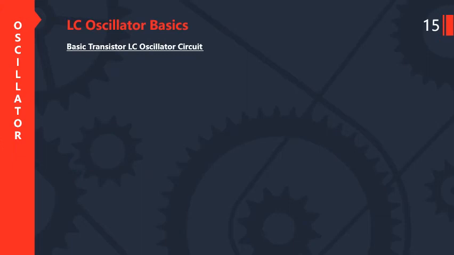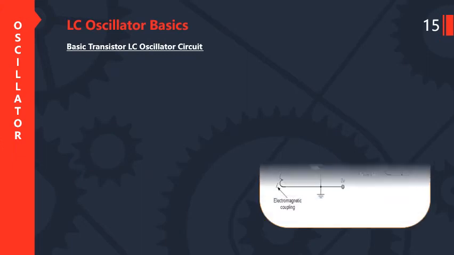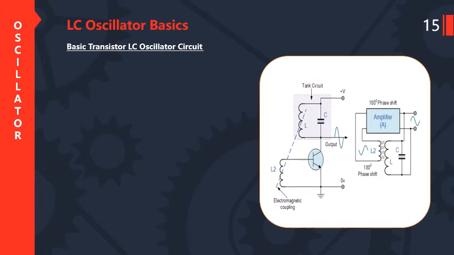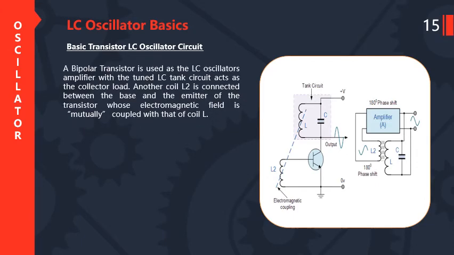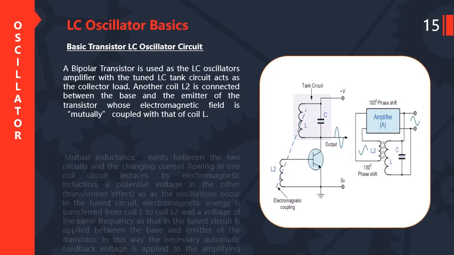So next is a basic transistor LC oscillator circuit. So this is the diagram of a basic LC oscillator circuit using the transistor. A bipolar transistor is used as the LC oscillator amplifier with the tuned LC tank circuit acting as the collector load. Another coil L2 is connected between the base and the emitter of the transistor, whose electromagnetic field is mutually coupled with that of the coil L.